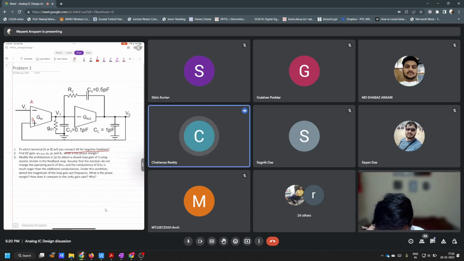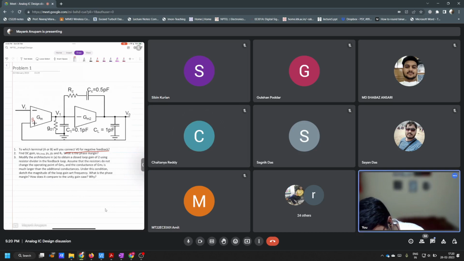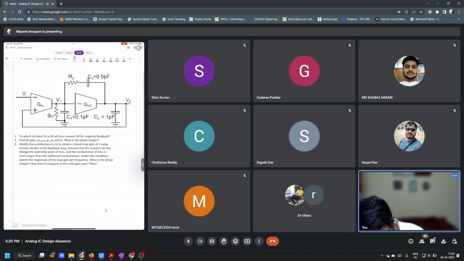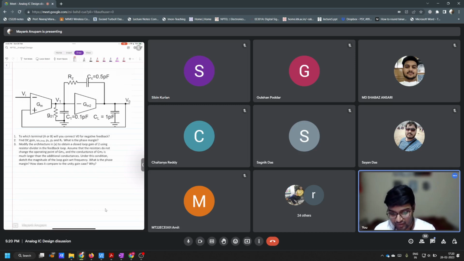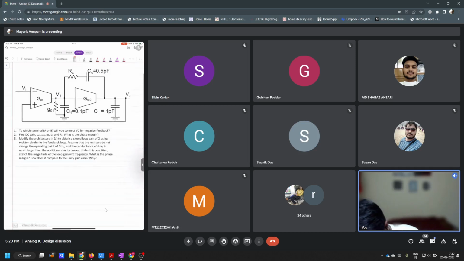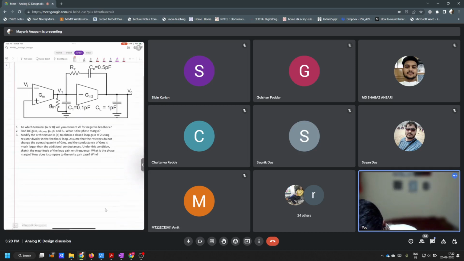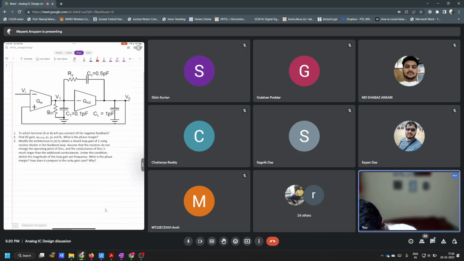It's B only. Okay, so my bad, this was already given. Fine, let it be. Okay, so the second question, this was not useful. Let's remove it. Second question: find the DC gain, omega U loop, P1, P2 and RZ.